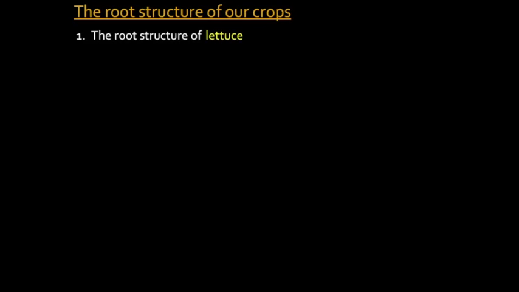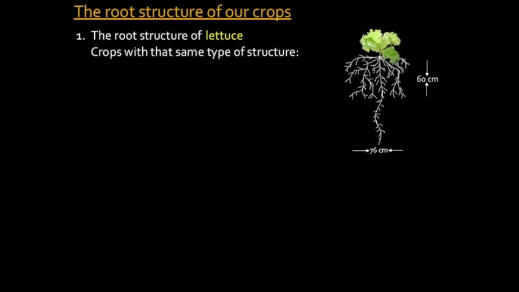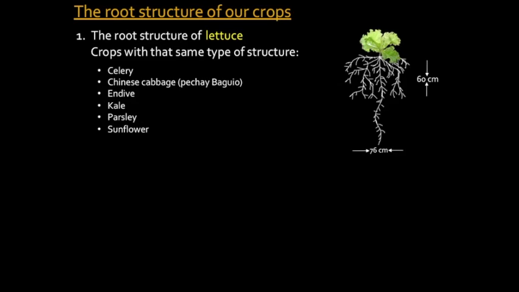The root structure of lettuce. Crops with the same type of structure: celery, Chinese cabbage, also called pechay baguio, endive, kale, parsley, sunflower, and Swiss chard.